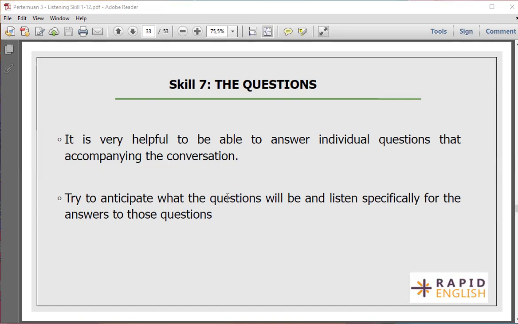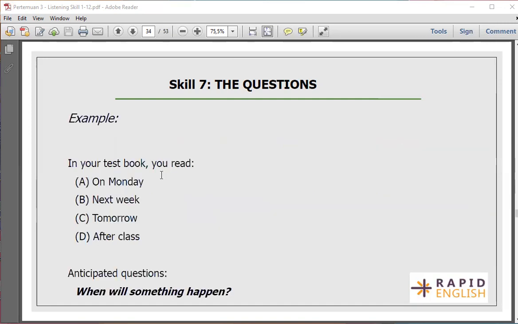Accompanying conversation anticipately. Maksudnya apa? Di skill 7 ini kalian diminta untuk kira-kira antisipasi questionnya seperti apa. Kalau ada pilihan jawaban seperti ini, pertanyaannya seperti apa? Ya, you have to get for your anticipating for your questions. Di tesnya itu cuma seperti ini, A, B, C, D. Tapi kita bisa kira-kira antisipasi questionnya apa. Nah, ini skill 7 itu melatih kita untuk antisipasi question untuk yang long conversation.